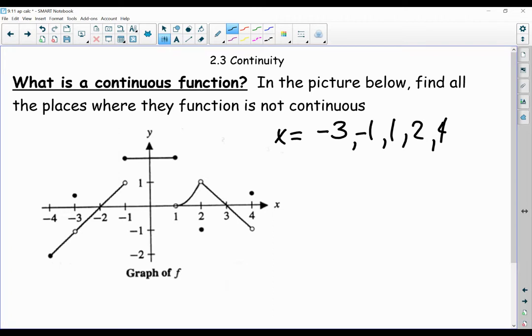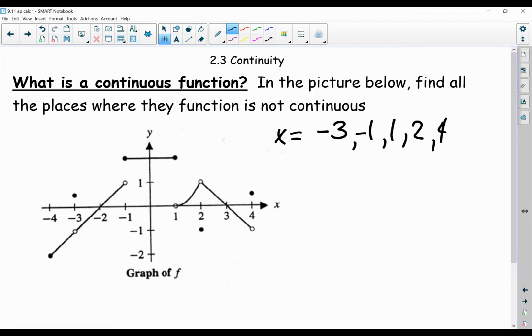Now, if I were to ask you where the function is continuous, the function is continuous at an infinite number of places. All of the places within that domain, except for the ones that I listed, would be places where the function is continuous. So x equals 0, x equals 1.5, x equals 3, x equals -3.772. All those places the function is continuous. The list of where it's not continuous is a lot shorter.